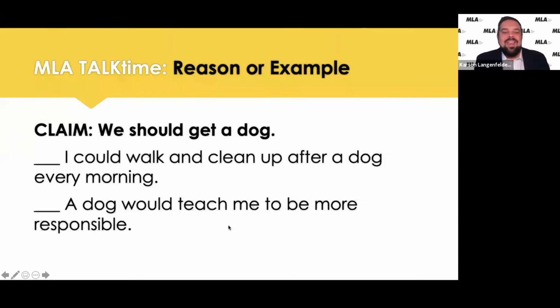So once again, sorry, let's go back to that for 1 second. The dog would teach me to be more responsible is our reason. The example would be I could walk and clean up after the dog every morning. Both of those are supporting my claim that we should get a dog. So there's a little bit of the difference between reason and example. And hopefully you can go back to that chart where we talk about our claim, reason, example, and counterclaim, and have your students prepare their arguments in advance so we can have great debates in our lessons.